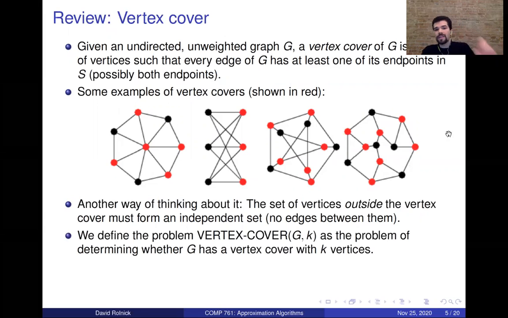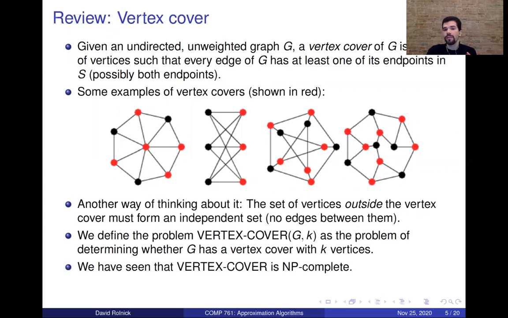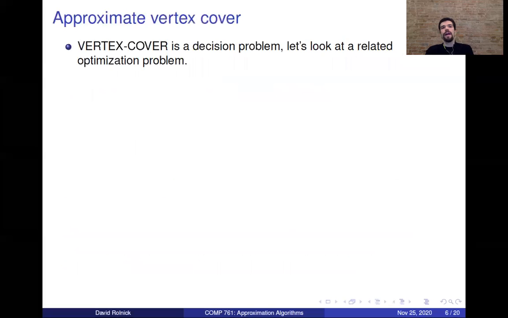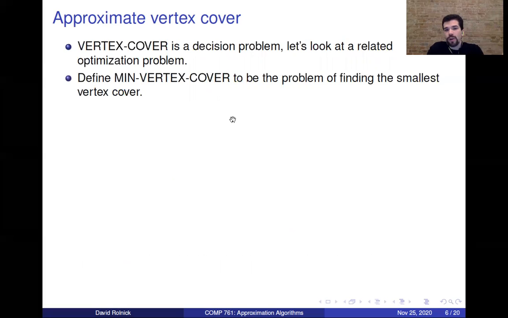So we defined the problem last time, vertex cover of G,k, as the problem of determining whether G has a vertex cover with k vertices. And we saw that vertex cover is NP-complete. Now let's look at an approximation algorithm for this, but we need to define the corresponding optimization problem. Vertex cover is a decision problem. Let's look at the corresponding optimization problem, min vertex cover, the problem of finding the minimum size vertex cover, or a minimum size one, because there might be several with the same size.